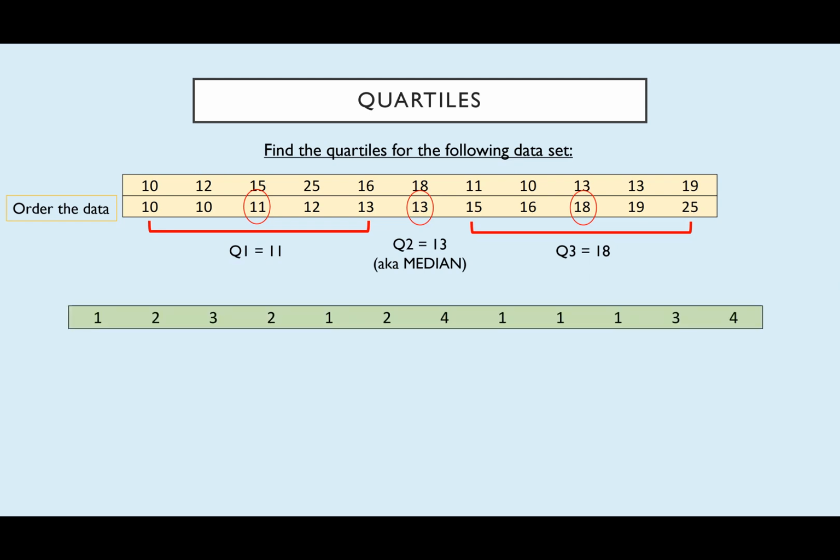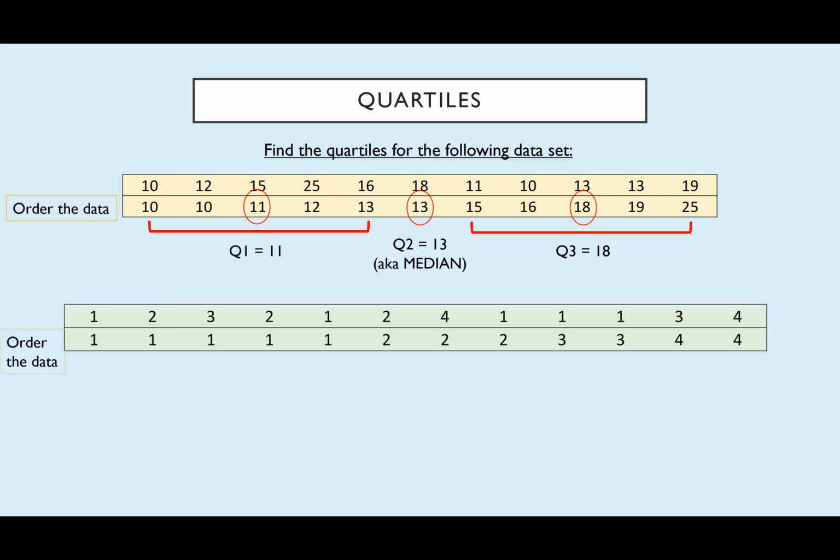As another example, it'll be a little bit different. We still have to order, and then we have an even number of data values. So for this one, we're going to take the midpoint between 2 and 2. It's just 2, what you think it should be.